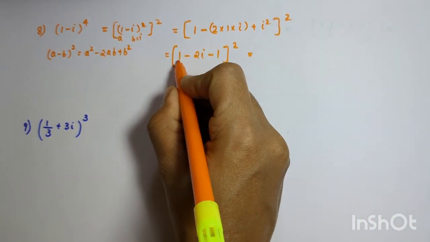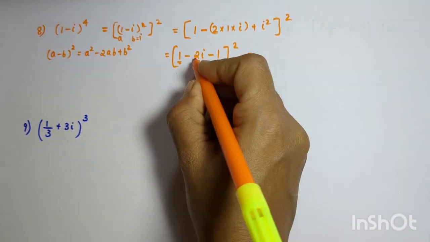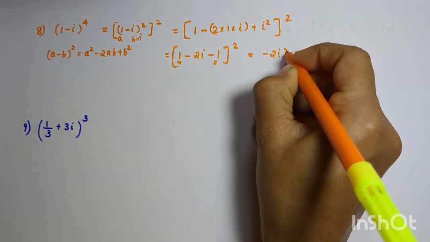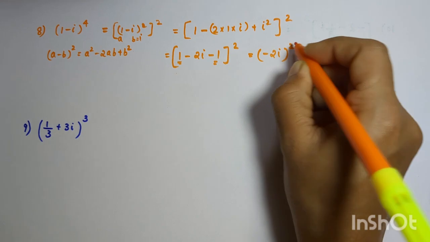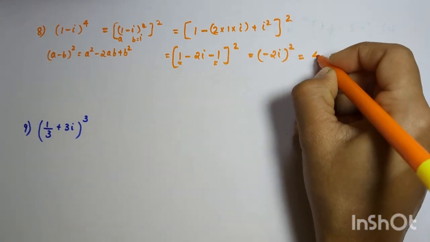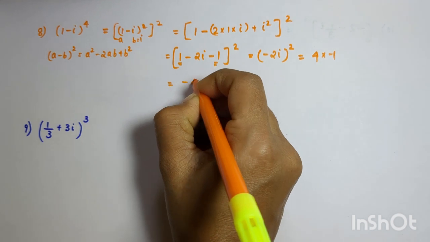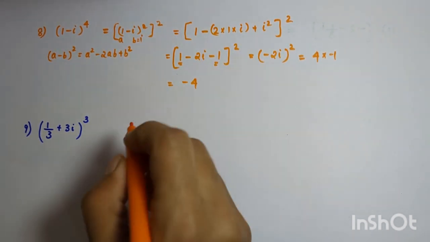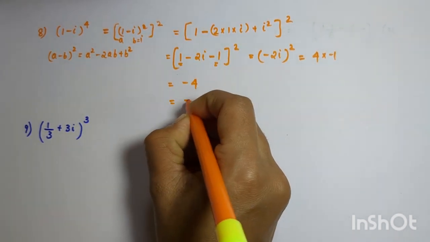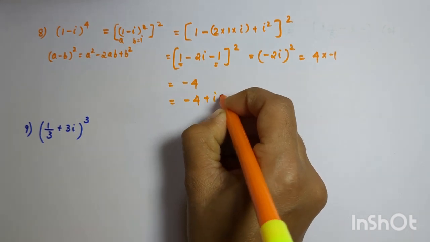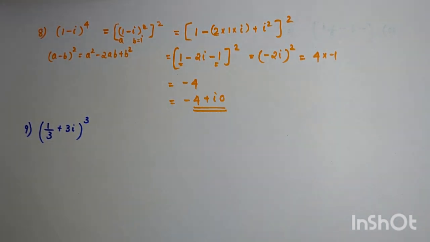This is equal to 1 minus 1, 0. So minus 2i only left. So (minus 2i) all square. Minus square plus 2 square, 4. i square, minus 1. So this is actually equal to minus 4. Okay, so in the form a plus ib, we can write it as minus 4 plus i into 0.